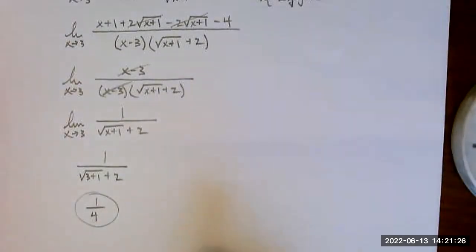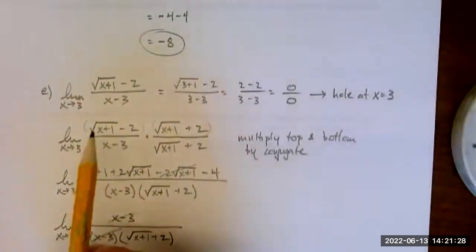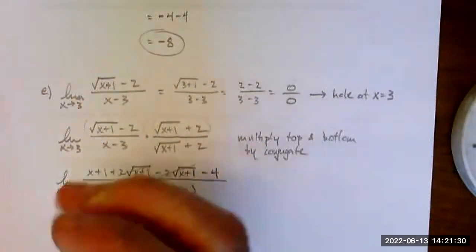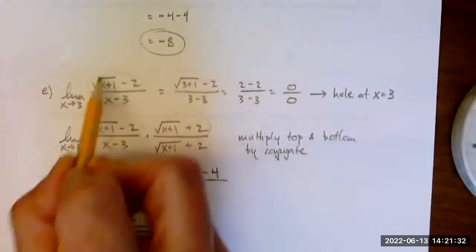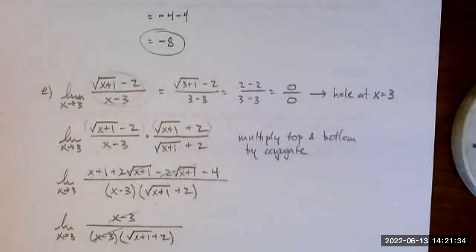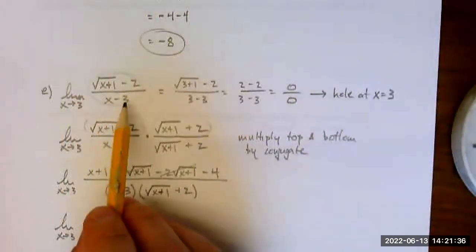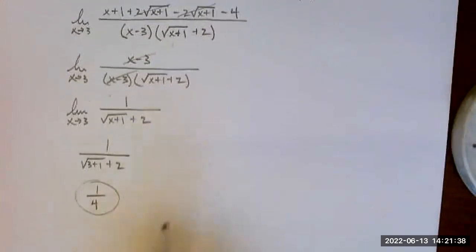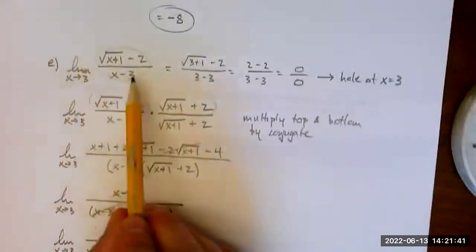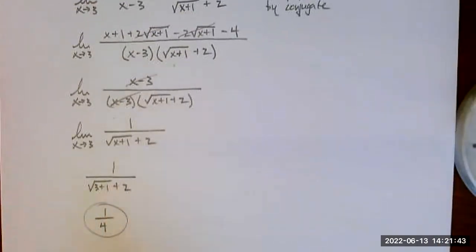So I won't do it here in the lecture, but you might want to go back and graph that original function, square root x plus 1 minus 2 over x minus 3. Take a look at what's happening at x equals 3, and the function will have a hole at 1/4. Pretty cool.